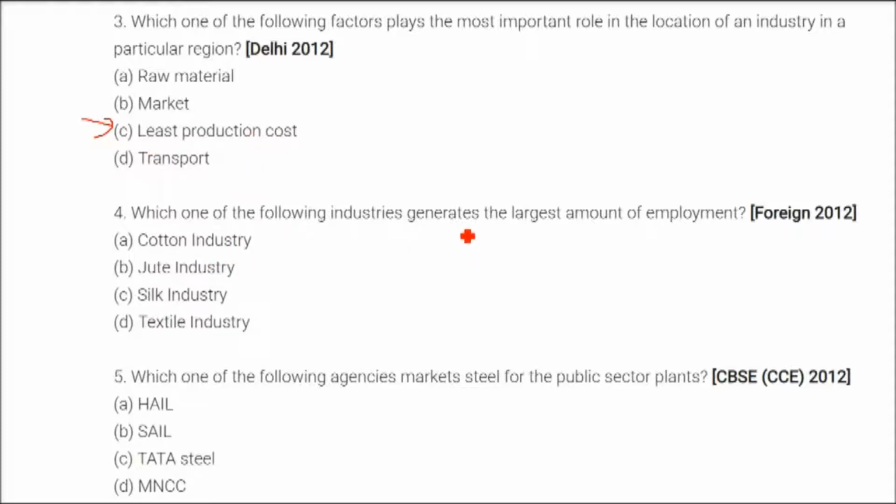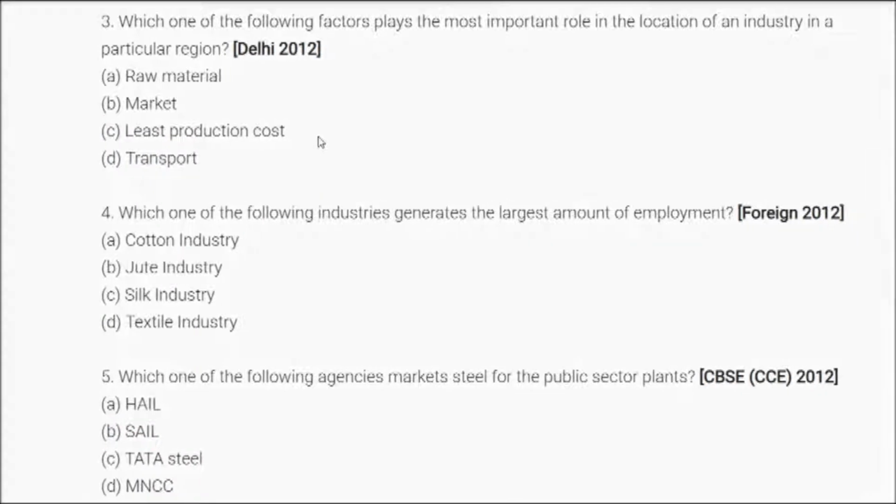Which one of the following industries generates the largest amount of employment? And the answer is textile industries. After agriculture, textile industries is the largest employer of the country. Which one of the following agencies markets steels for public sector plants? And this is SAIL, Steel Authority of India Limited.